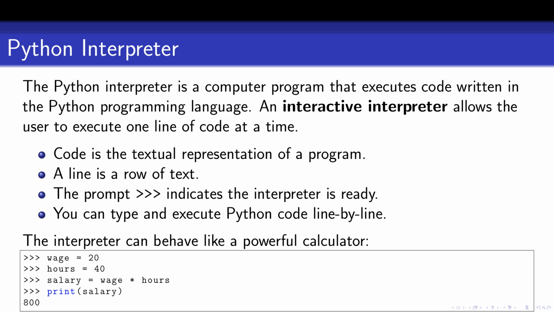You can assign values to variables, perform math operations, and print results instantly. In the example shown here, we assign a value of 20 to the variable wage, then 40 to hours, calculate the total wage, and print the result. The interpreter responds with the output, 800. It's fast, interactive, and ideal for learning.